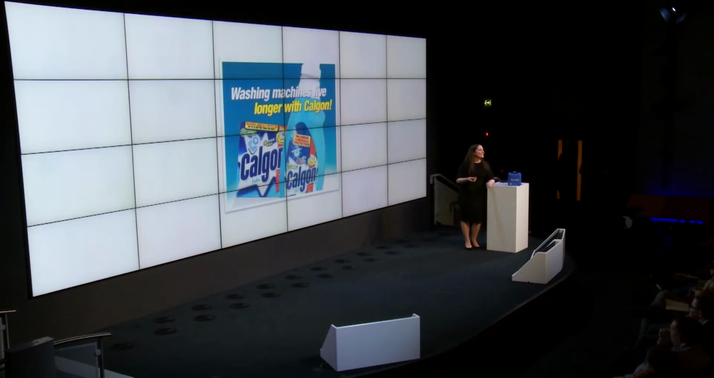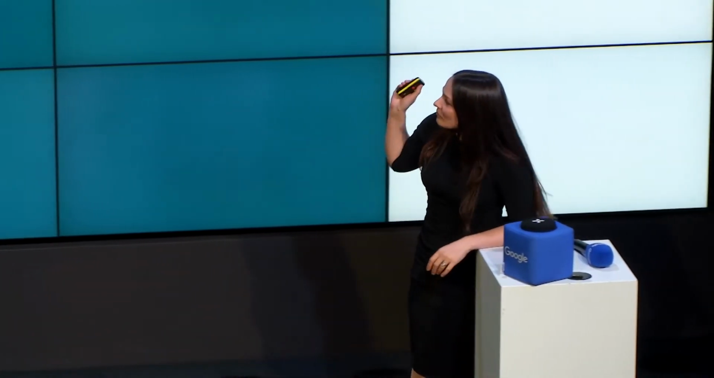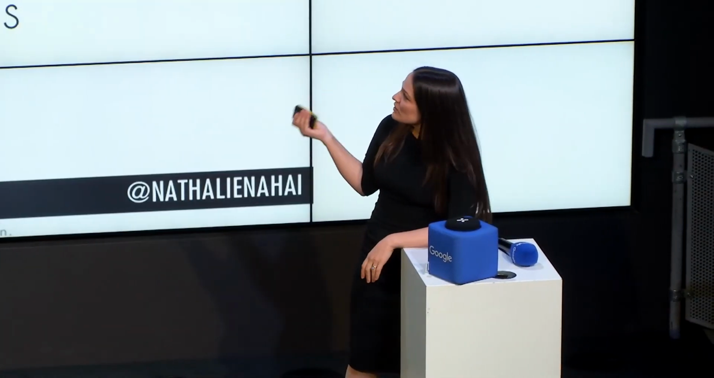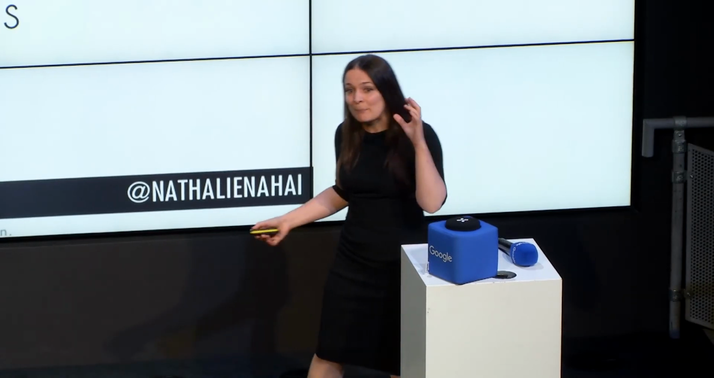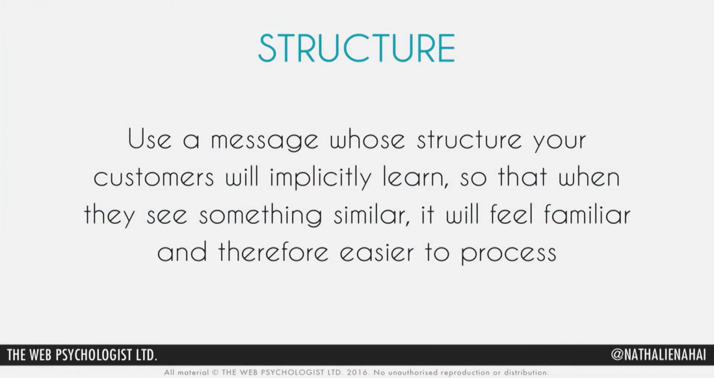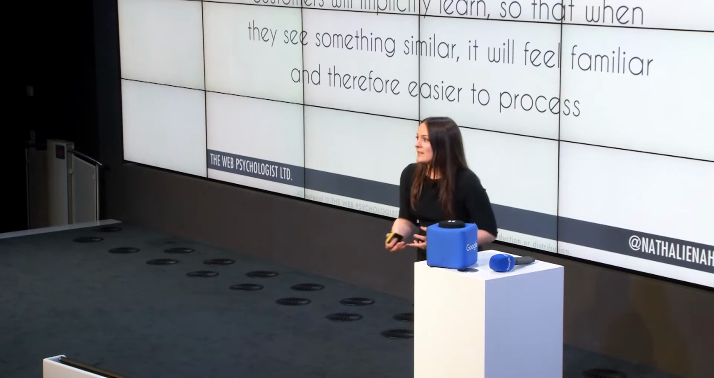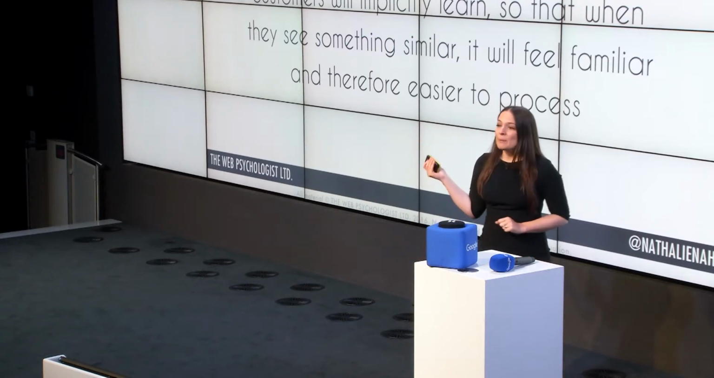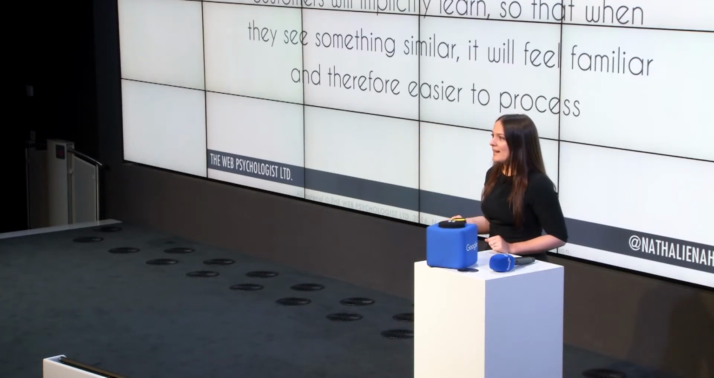All right, so the second type of processing fluency is around structure. And this is something that you might not explicitly recognize, but when I show you, you'll probably think, oh, okay. So for this, if you use a message whose structure your customers will implicitly learn, when they see something similar at a later date, it will feel familiar. And because of the mere exposure effect, which is basically that something you've seen feels familiar, you're more likely to trust it, they'll be much more likely to process it quickly and again feel a sense of connection with your brand.